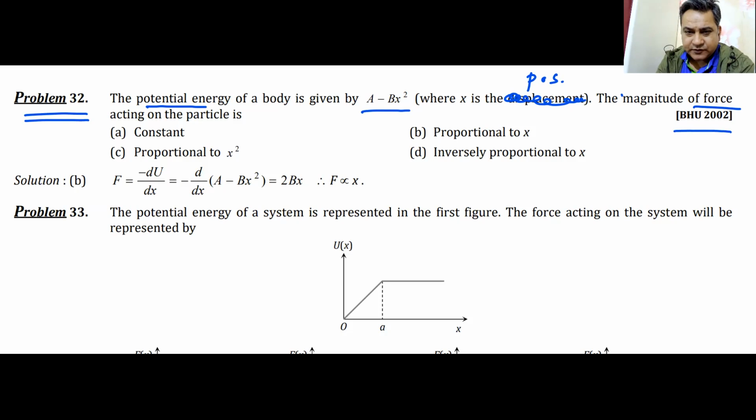Now, BHU at one point in time, during my time, was not an IIT, it was just a college of a university, and it had its own entrance exam. This is taken from that entrance exam. So the potential energy is given, and you are supposed to find out the force acting on the particle. You are given 4 options. It's a very straightforward question. Can you tell me what is the answer?